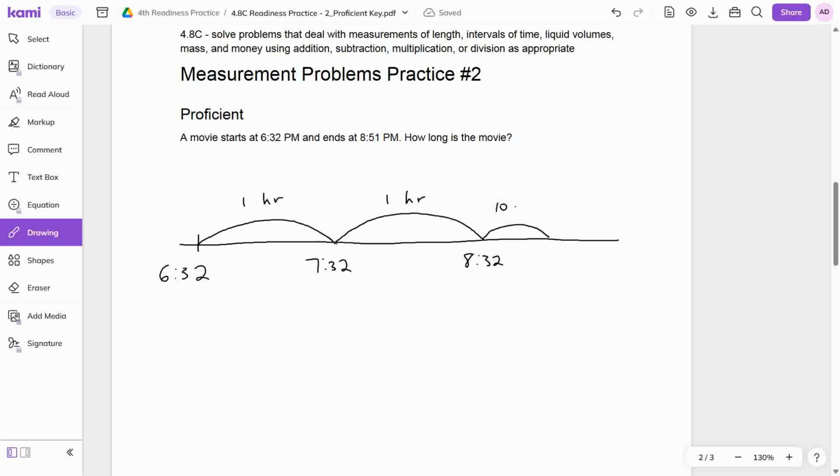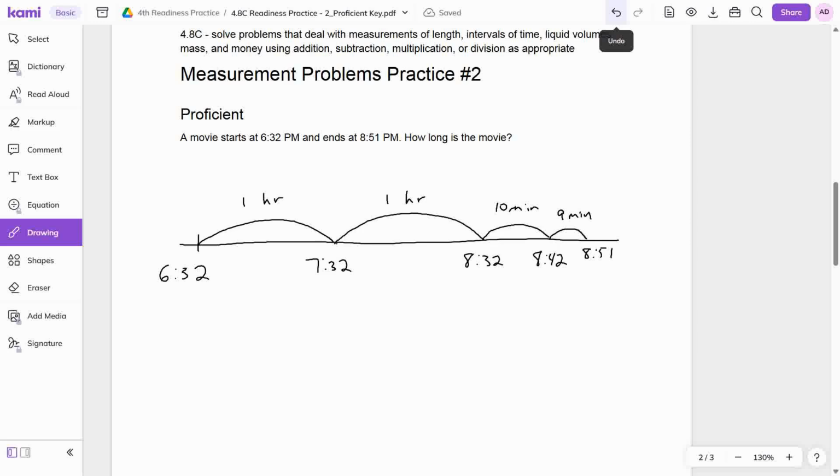Right, so 10 minutes is going to get me 8:42. If I added another 10 minutes, that would give me 8:52. So it's 1 less than that. So you can do 9 individual hops of 1, or you can use your number sense to say, you know what, I need 9 more minutes. And that's going to get me my 8:51. And then all we need to do is add this up.